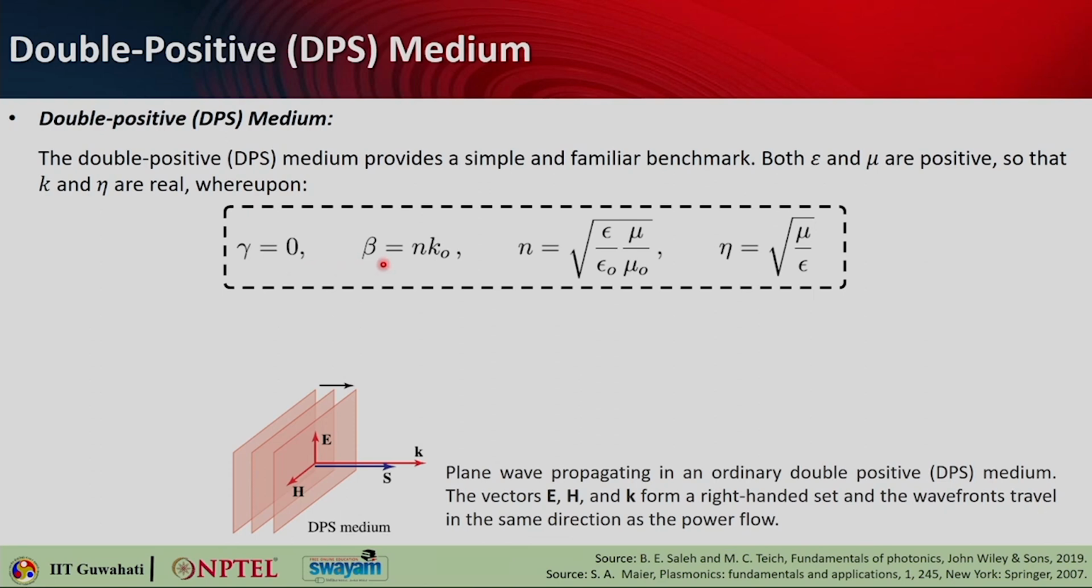Beta is a propagation constant that can be given as n times k naught. K naught is the propagation constant in vacuum. N is the refractive index of this medium, that is basically the square root of epsilon r mu r. So epsilon over epsilon naught is basically epsilon r, and mu over mu naught is basically mu r. These are very general and known formulas, and you can also write that eta is basically the square root of mu by epsilon. So this is basically the impedance.